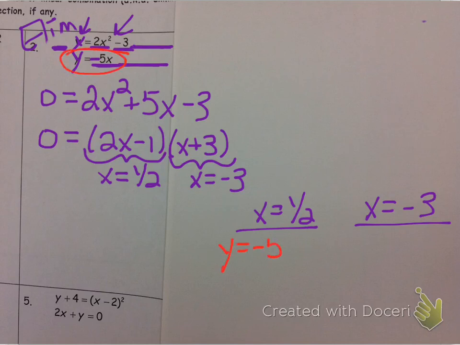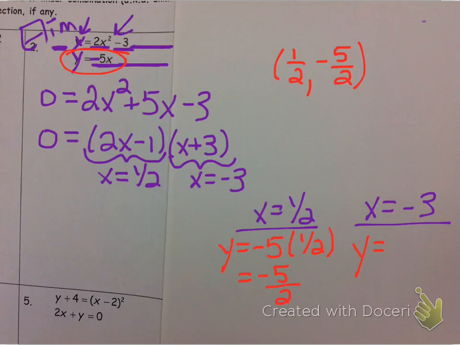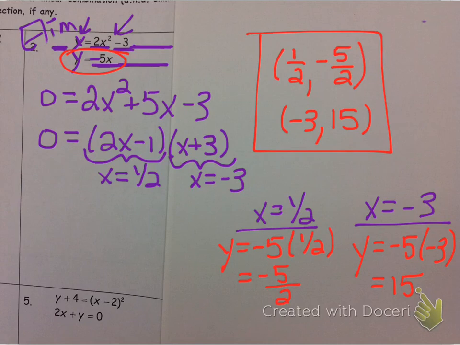So if I plugged the 1/2 into the linear equation, I would get negative 5/2 as my answer. And so that means my first point of intersection is 1/2, negative 5/2. And then I would take the negative 3 and plug it in as well to the equation. And negative 5 times negative 3 is positive 15. And so the other point of intersection is the point negative 3, positive 15. And there's my 2 points of intersection.